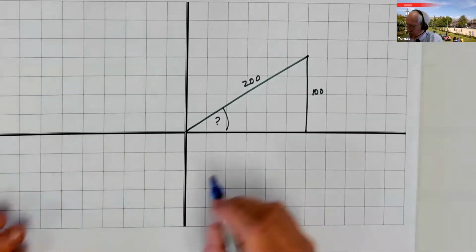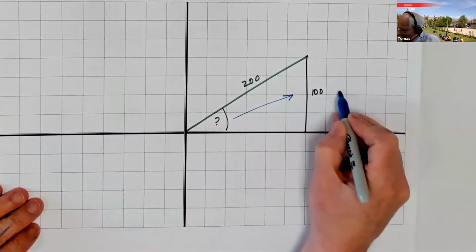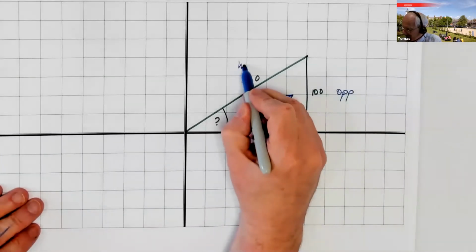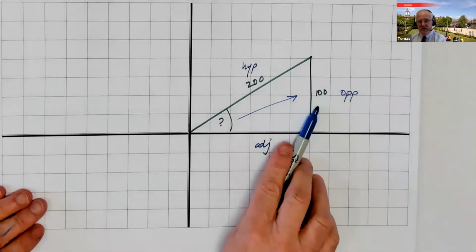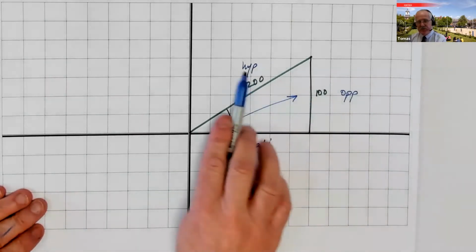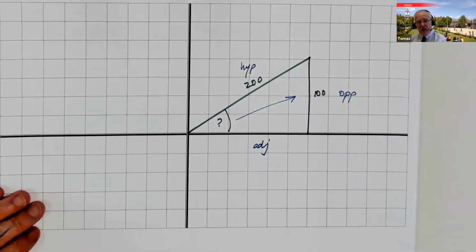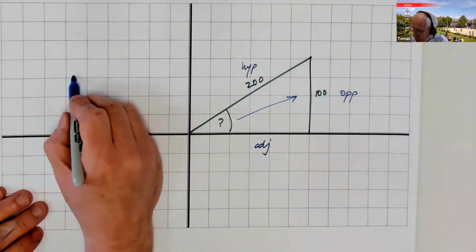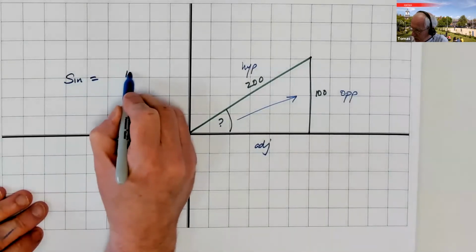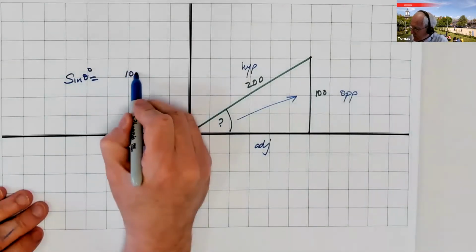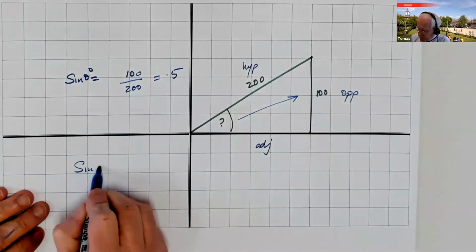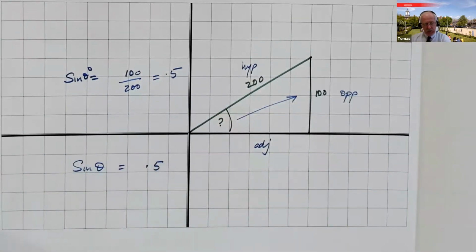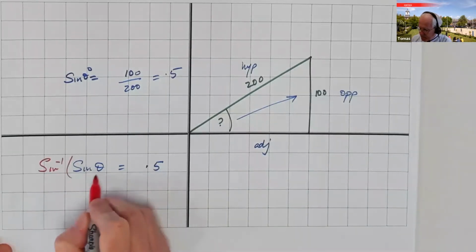I don't know. But if we're interested in that angle, we say this must be the opposite, and this must be hypotenuse, and this must be adjacent. If I know that this is 100 and that's 200, I know the opposite and the hypotenuse. Opposite and hypotenuse, that looks like sine to me. So it's sine of this angle, whatever it is, 100 over 200, which is 0.5. So sine of theta is 0.5. How do I find theta? I take the inverse sine of it. That's how you get rid of it.